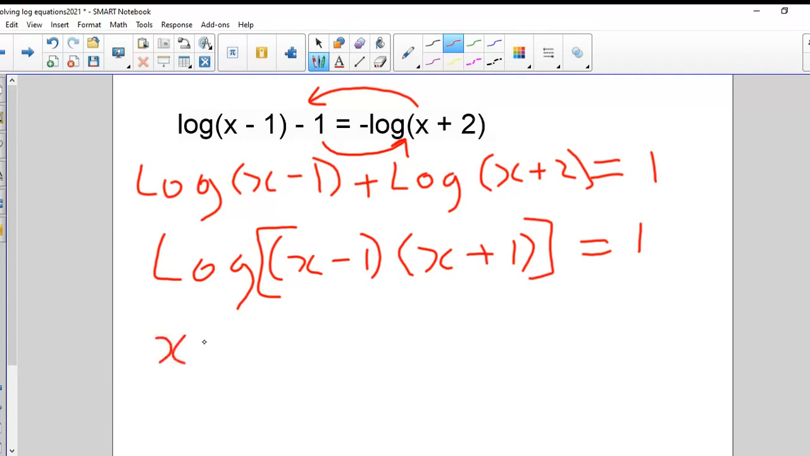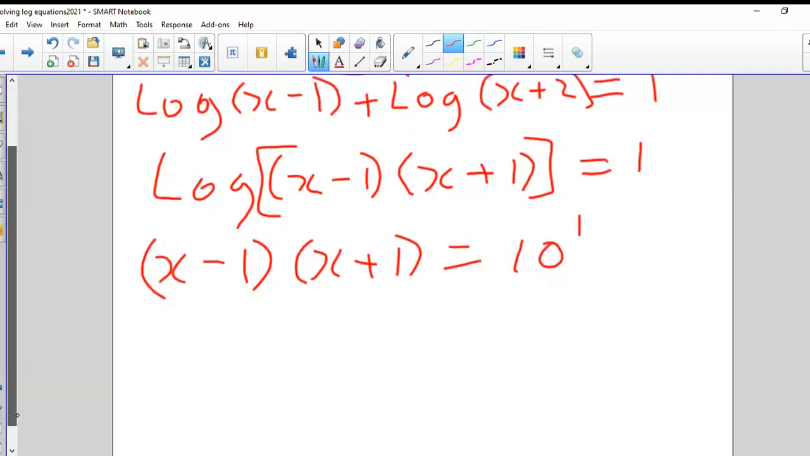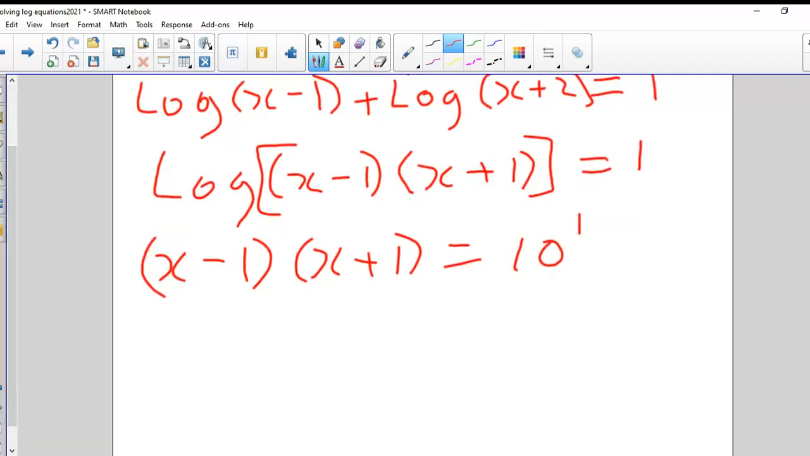So x minus 1, taking away the logs now, times x plus 1 is equal to 10 to the power of 1. That's my exponential form right there. Which means, well, how do I solve this now? I guess that's the question I should be asking you.